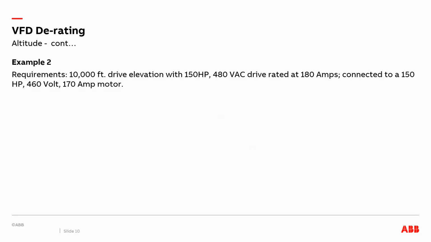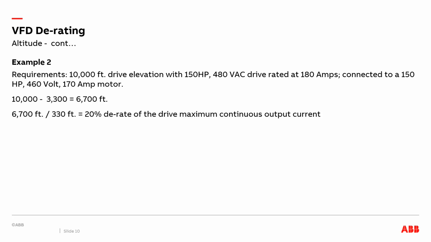Let's do another example. In our second example, we're going to take a drive that's going to be mounted at 10,000 feet above sea level. This drive is rated for 150 horsepower and 180 amps. We're going to connect this drive to a 150 horsepower motor, and that motor's FLA is 170 amps. Let's do our math again.